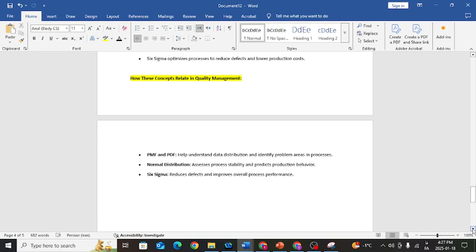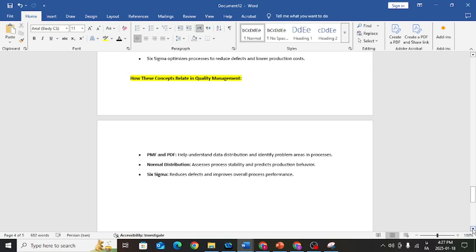How these concepts relate in quality management. PMF and PDF help understand data distribution and identify problem areas in processes. You can find that according to some pictures that I show you, about the curves that happen for this kind of information, this kind of measurement. The data that results from the PMF and PDF is very important for the Six Sigma method.